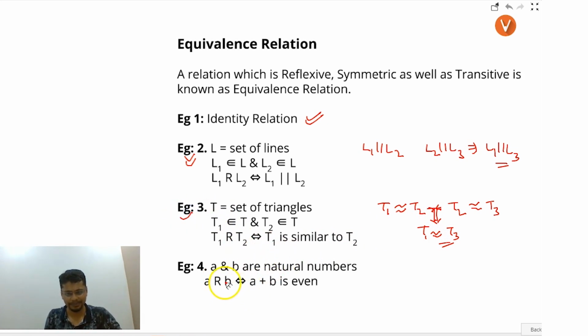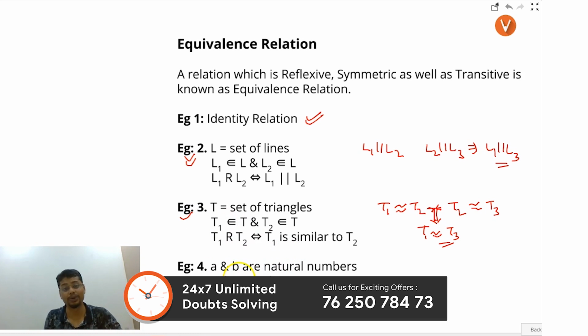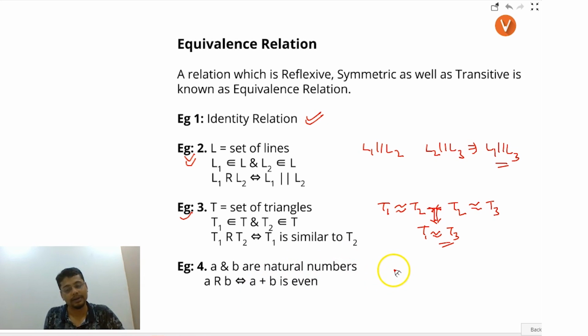What about this? This is, I would say, a good example. A and B are natural numbers. A is related to B if and only if A plus B is even. Now this is indeed an equivalence relation. How? A is definitely related to A. Why? Because A plus A would always be 2A. So that means it is even. All right. So this relation is reflexive.